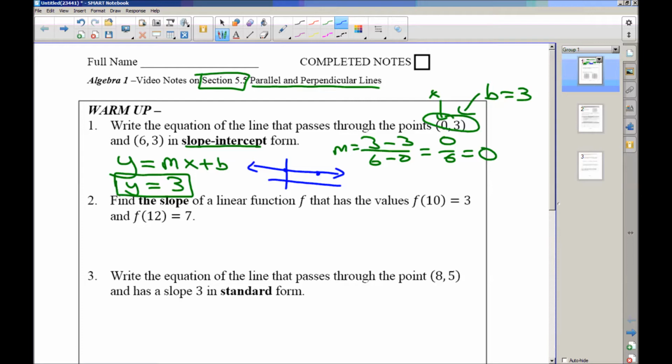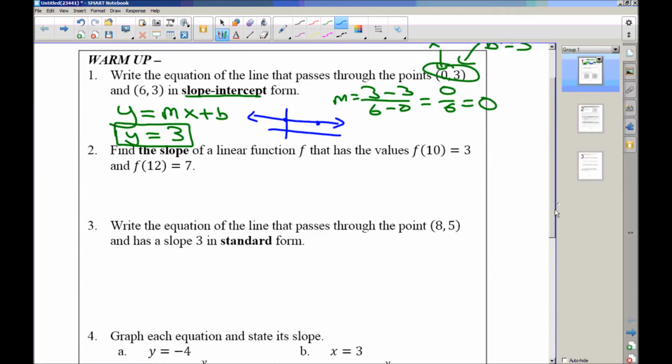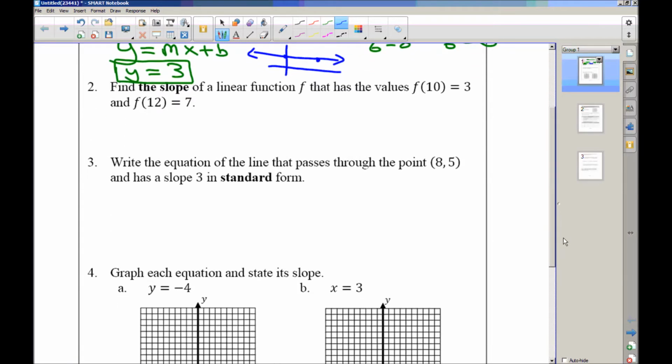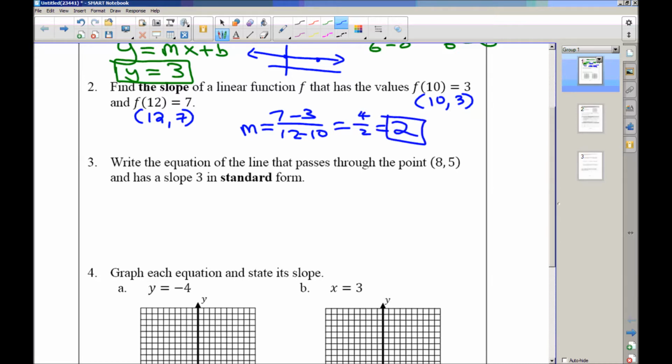Find the slope of a linear function f that has the values f of 10 equal to 3 and f of 12 equal to 7. So this is really the input 10 makes the output 3. And this one here is really the input 12 makes the output 7. So we use these two ordered pairs to find our slope. So 7 minus 3 on top, 12 minus 10 on the bottom. This gives me 4 over 2, or 2. So my slope is 2.